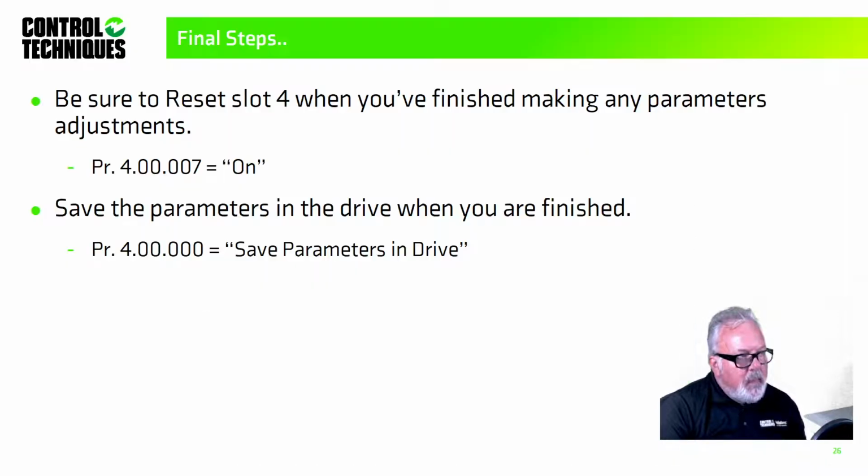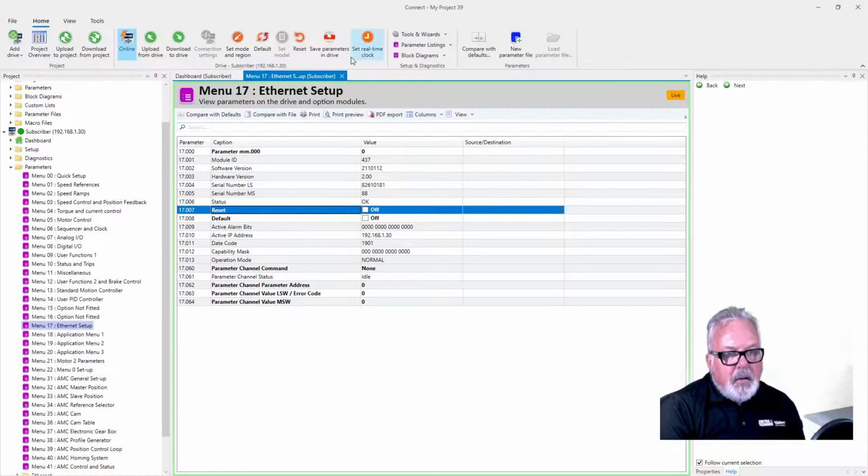So again, once you've made those changes, you reset the protocol, right? So that's actually menu 17. I should just say 1707 in my case, not slot 4. It's 1707. Save the parameters in the drive, right? You know, the usual, right there.